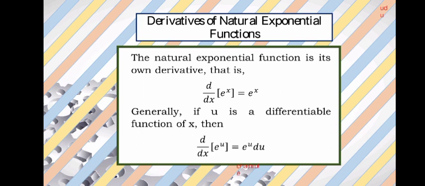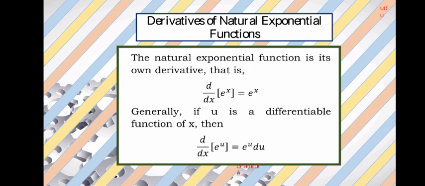We have the statement here. The natural exponential function is its own derivative. Ibig sabihin na yung derivative ng e raised to x is also itself. That is e raised to x. Ito yung pinaka madaling matandaan pagdating sa derivative. E raised to x derivative is also e raised to x.